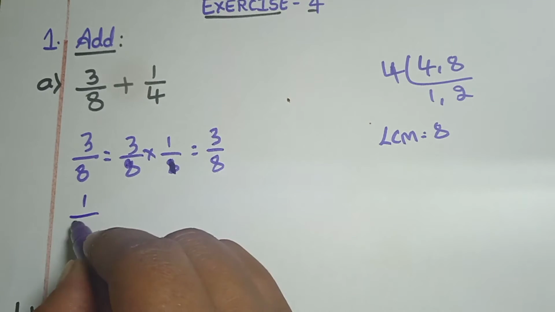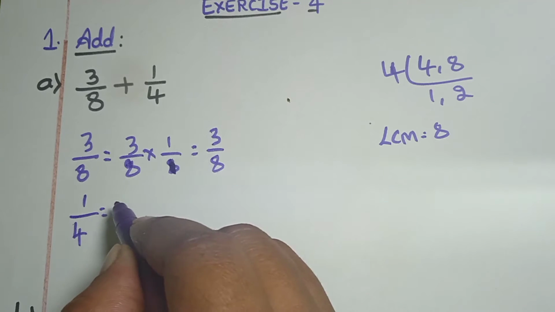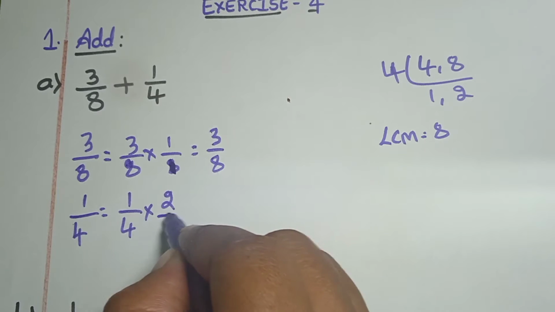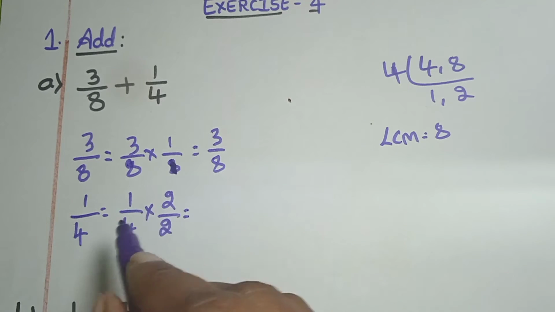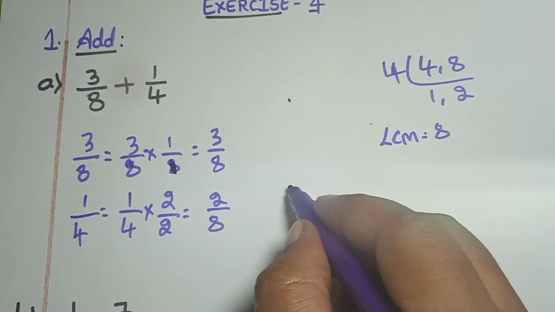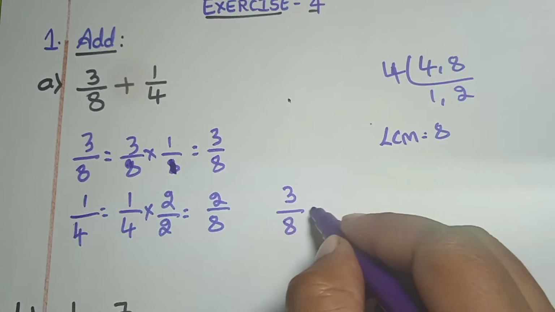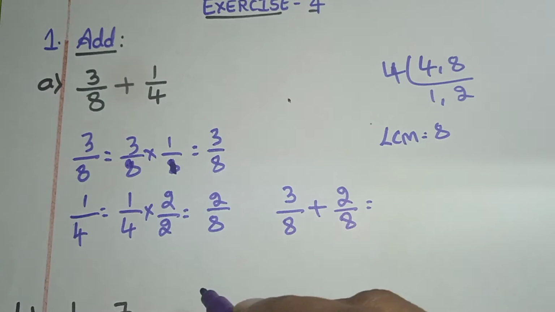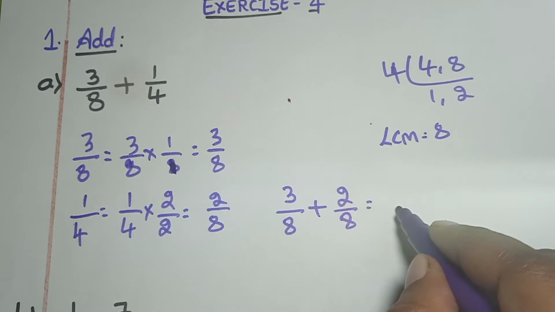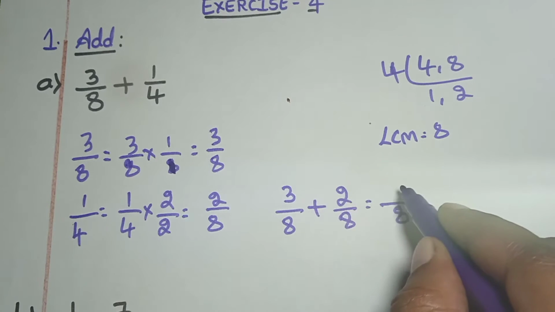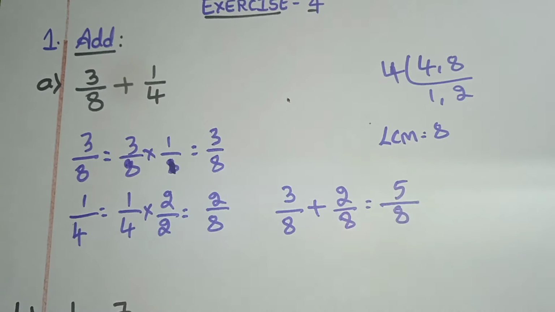Then we have to change 1 by 4. We have to multiply with 2. Isn't it children? Then only we will get 8, that is 2 by 8. Then we add the fractions 3 by 8 plus 2 by 8. Is it possible children? Yes, it is possible. 8 we keep as it is, then we add the numerators. 3 plus 2 is 5.